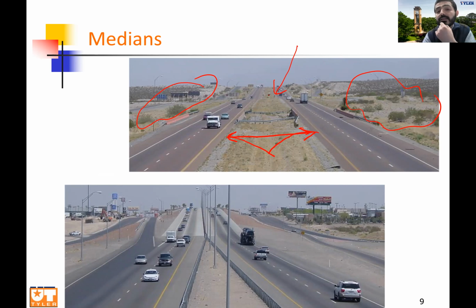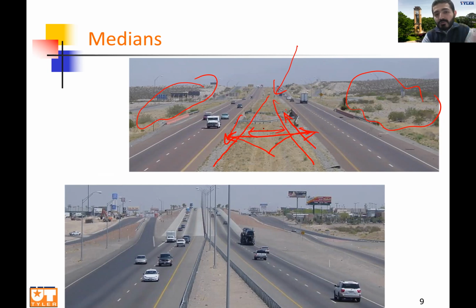But eventually, the main reason for having a wide median is the future. Okay, I'm going to have a third lane here, and also a third lane going this direction, while I still have some median in the middle.